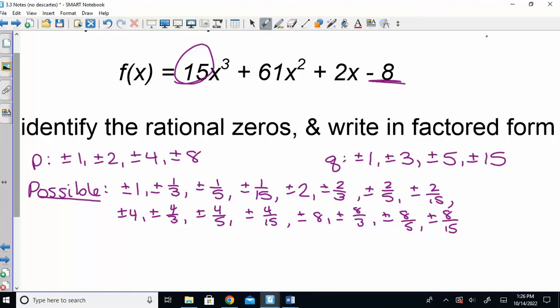So now we graph the original, and we are looking for an x-intercept, where it hits the x-axis. How many of them should there be? 3. And how do we know that? X to the third. So we should have 3 possible ones. We just need to get one of those.